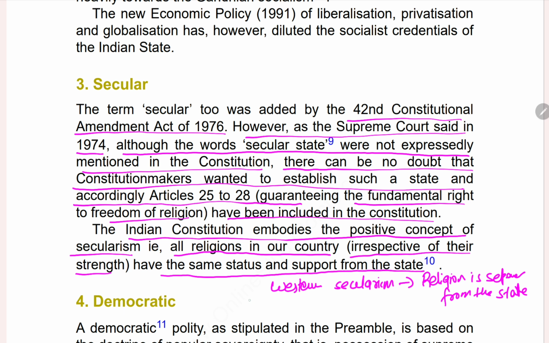Indian secularism talks about the coexistence of each and every religion and equal treatment to all religions, and equal status and support from the state. So we cannot separate religion from the state, because India is a multi-religious, multi-diverse culture. But we can treat all religions as equal. We can provide equal status to all religions, and this is the concept of Indian secularism.